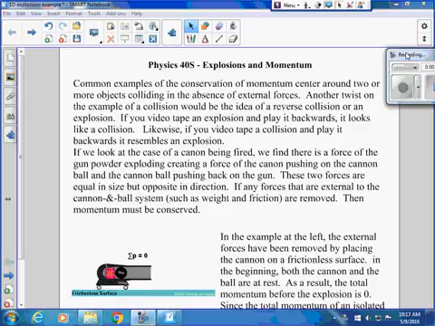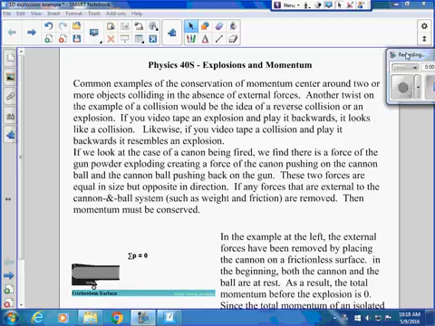Alrighty, so explosions and momentum. Common examples of the conservation of momentum center around two or more objects colliding in the absence of external forces. Another twist on the example of a collision would be the idea of a reverse collision or an explosion. If you video an explosion and play it backwards, it looks like a collision. Likewise, if you tape a collision and play it backwards, it resembles an explosion. So they are very much related.